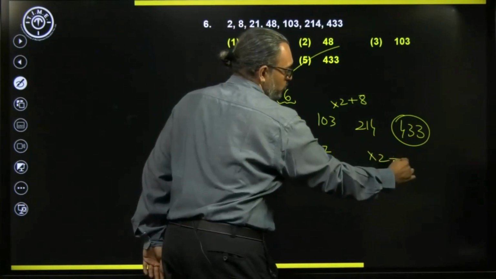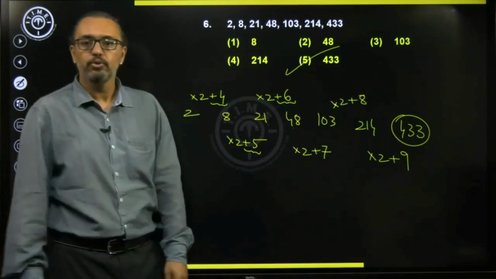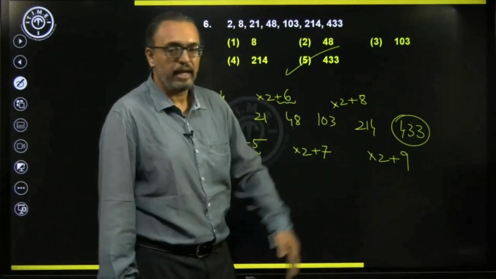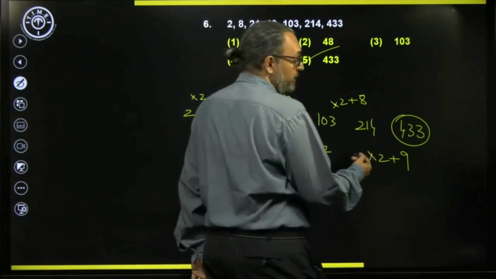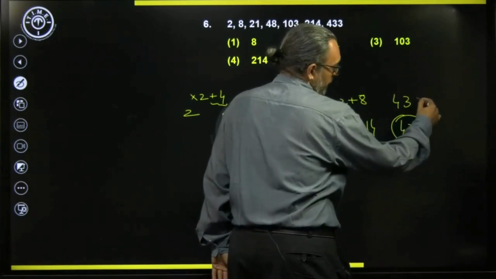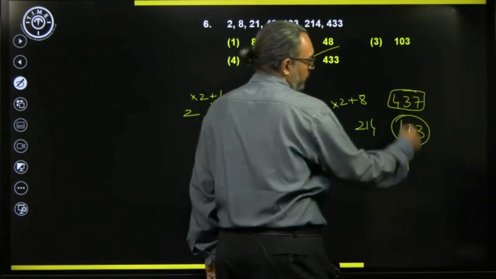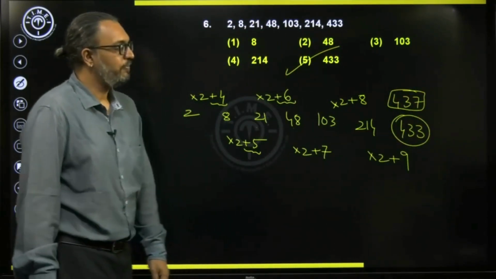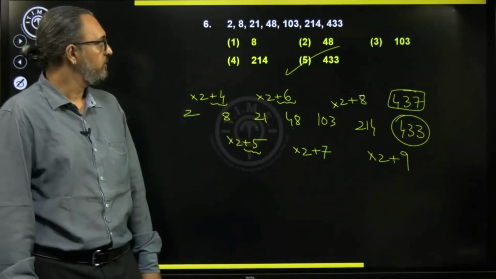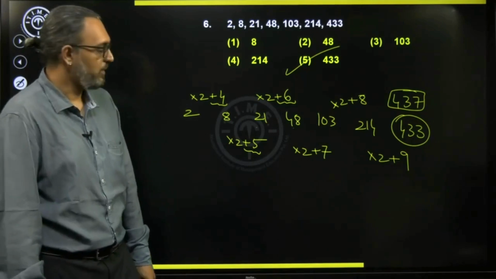So this is into 2 plus 9 is what we need to do. So if I do into 2, it is 428 plus 9. 428 plus 9 is 437. That is the actual number you will get. Okay. So 433, fifth option. Right.